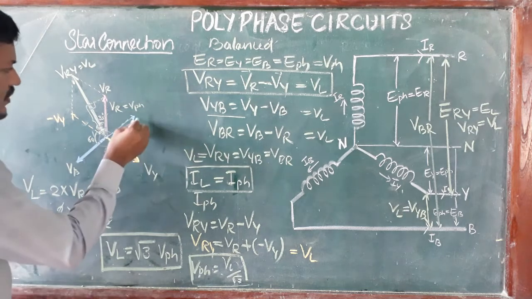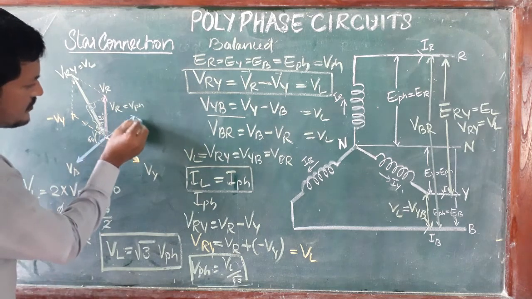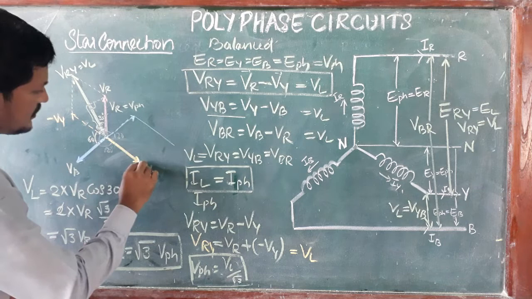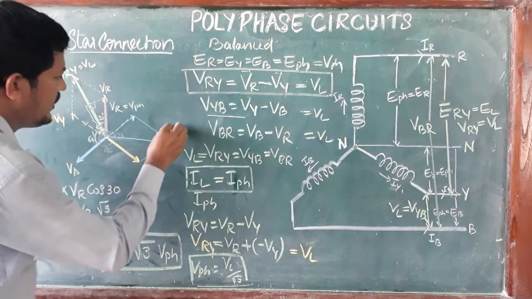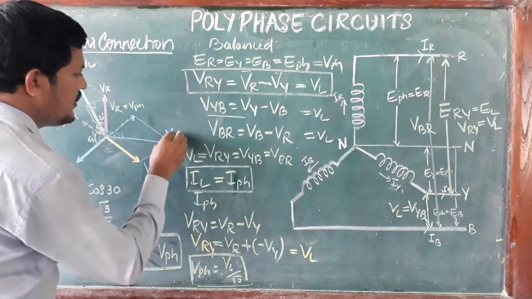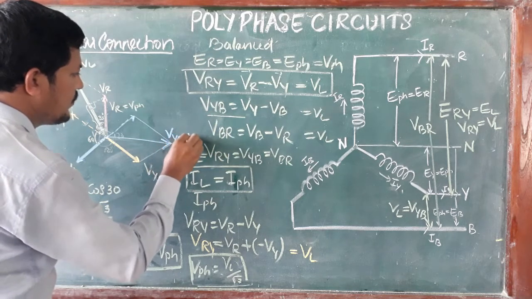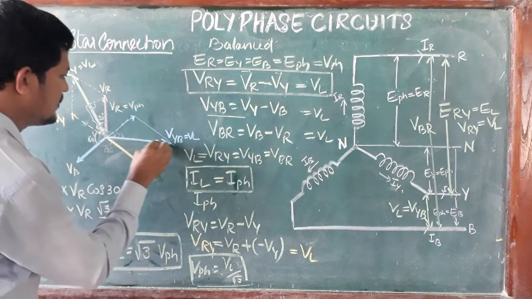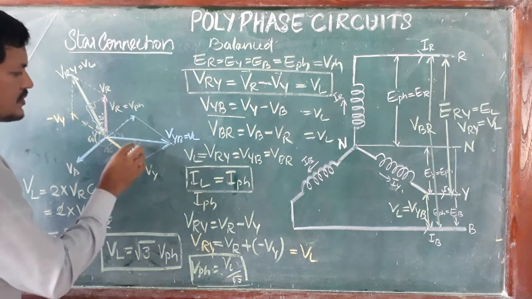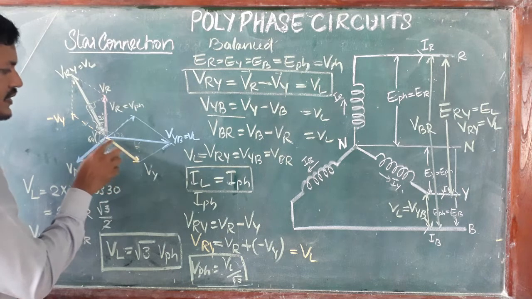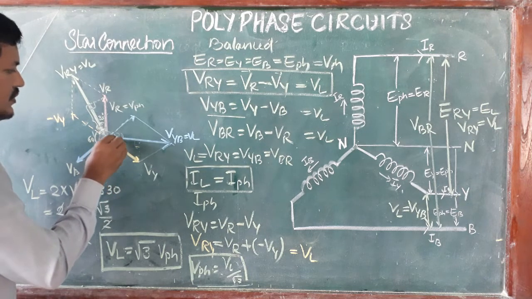Now find it by the parallelogram method. It's parallel to here, and this one is parallel to here. Now this one is VYB or VL, this much. By drawing this one line, we get a right angle triangle. So this one is 60, this one is 30.